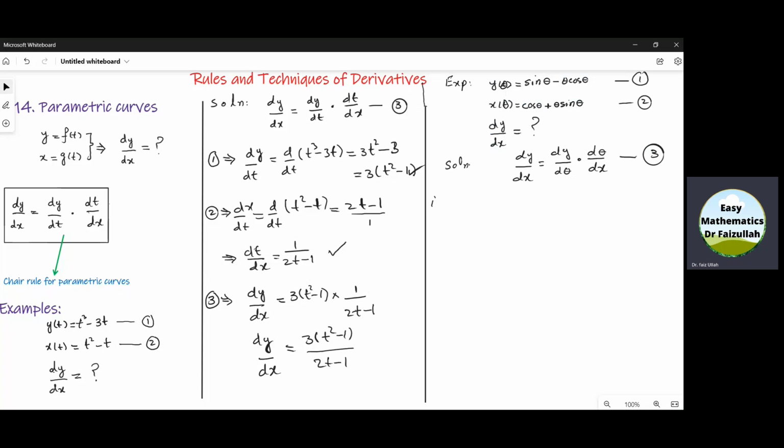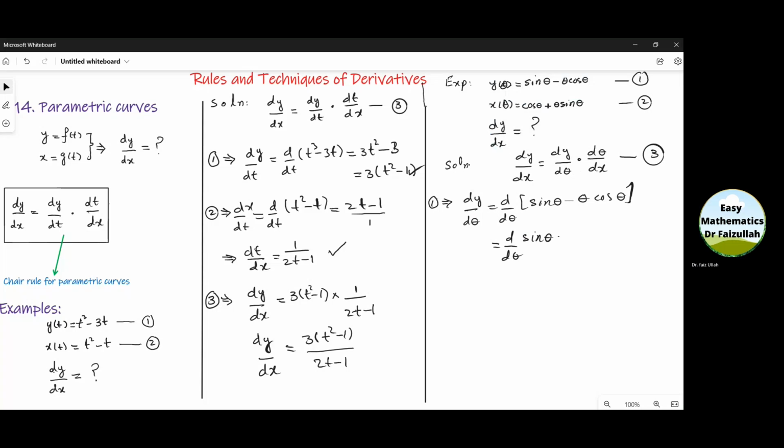Now from 1 we have to find the value of dy over d theta. So let us differentiate both sides with respect to theta. So we have sine theta minus theta cos theta. From this we can obtain the d by d theta of sine theta minus d by d theta of theta into cos theta.